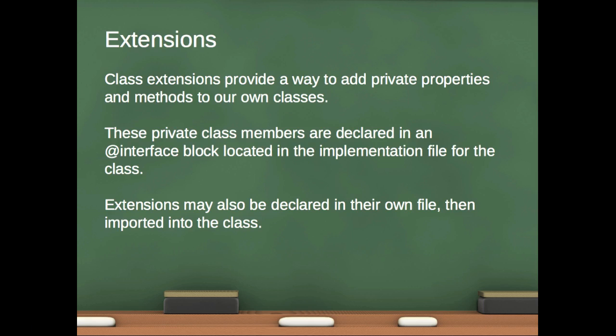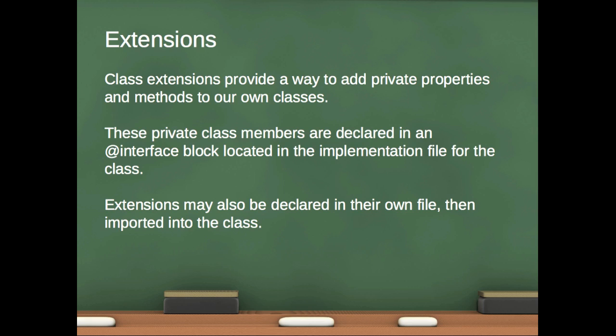The next thing I want to talk about are extensions. A class extension really provides a way to add private properties and methods to our own classes. So if you come from an object-oriented language such as Java or C++, you know that we can have private properties and private methods, static things, and so forth. And so far in Objective-C, we haven't seen a way to do that. We know we can declare an ivar and make it private, but we can't make a property and declare it to be private, let's say.